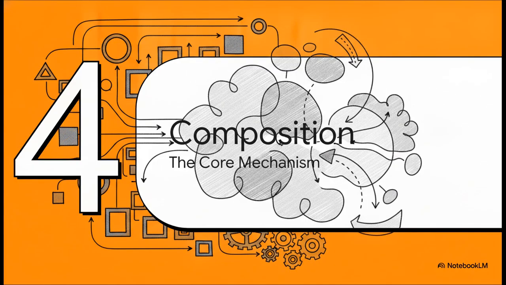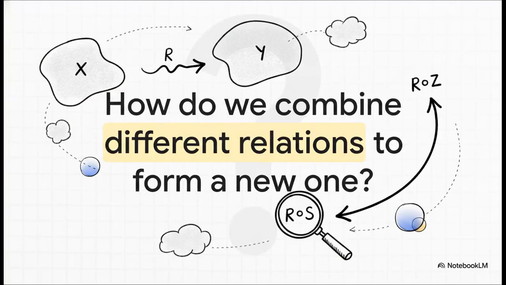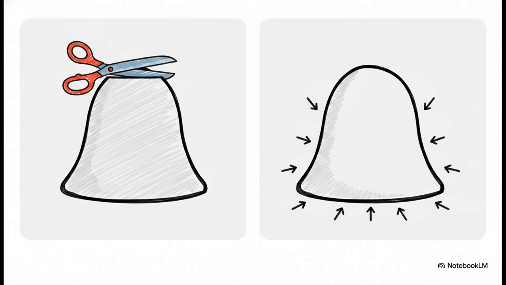Let's head into Section 4, the art of composition. This is where we see how all this builds into the core mechanism of our entire system. Here's the big challenge. If you have a relation mapping domain X to domain Y, and another relation mapping domain Y to domain Z, how on earth do we compose a totally new relationship that skips the middleman entirely and maps X straight to Z? The answer is composition. Now, the industry standard here is max-min composition. It takes the maximum of the minimum values.